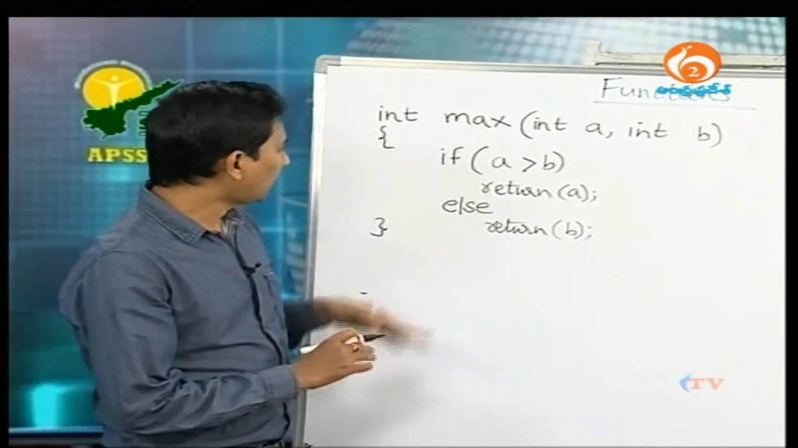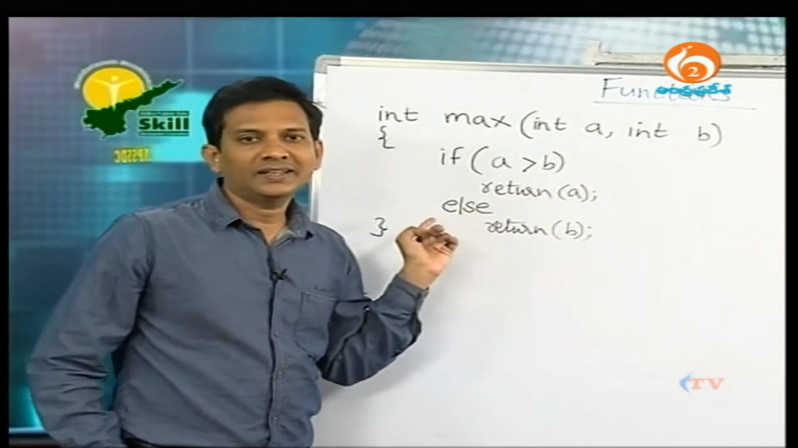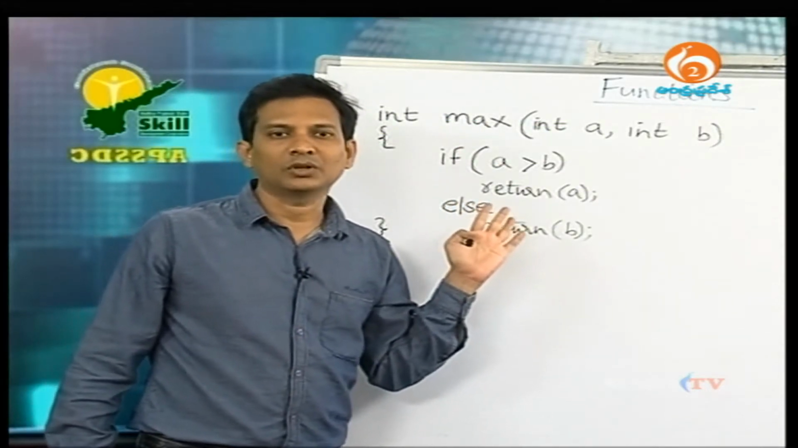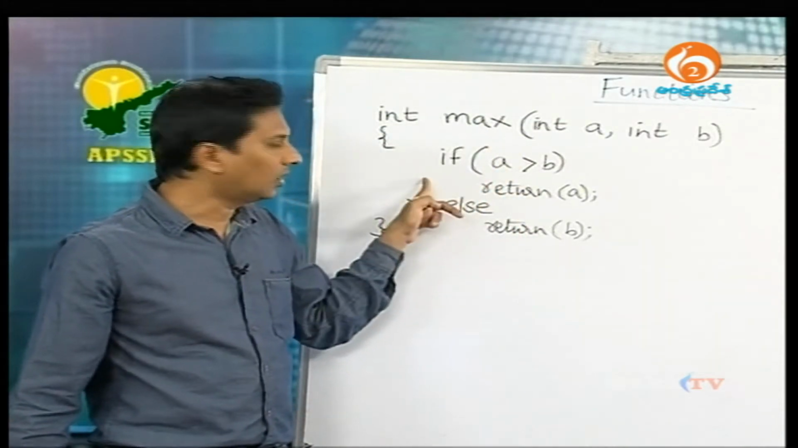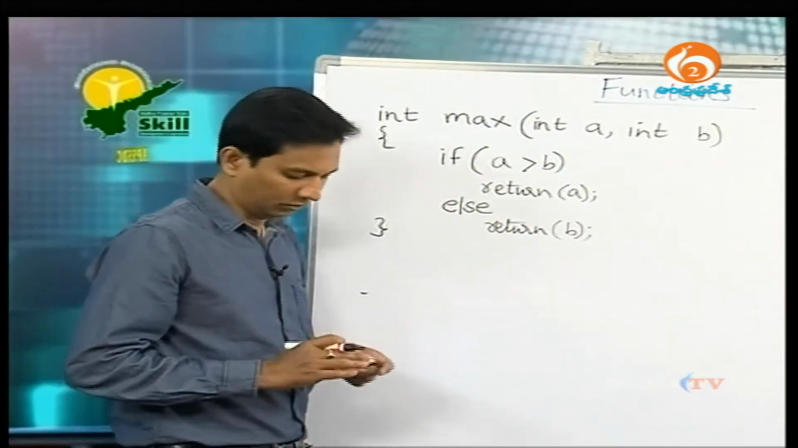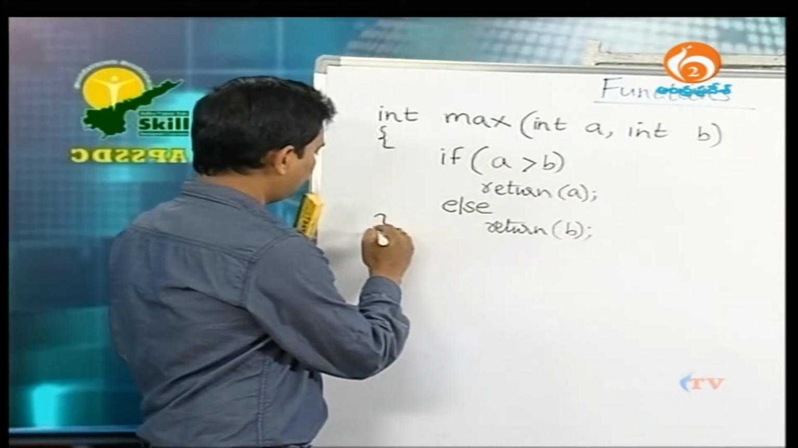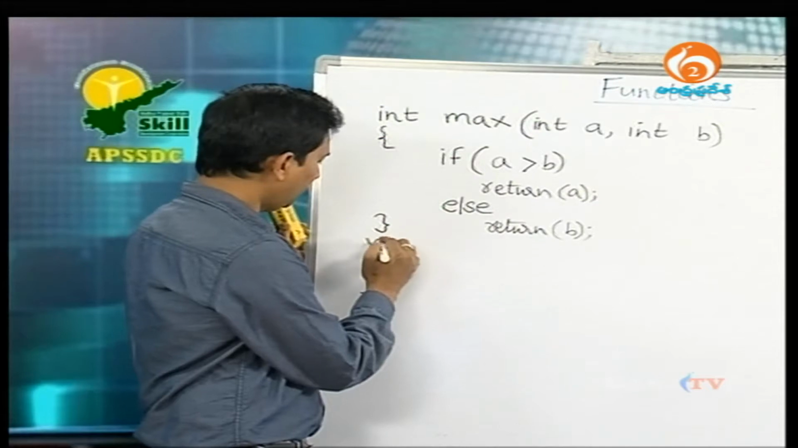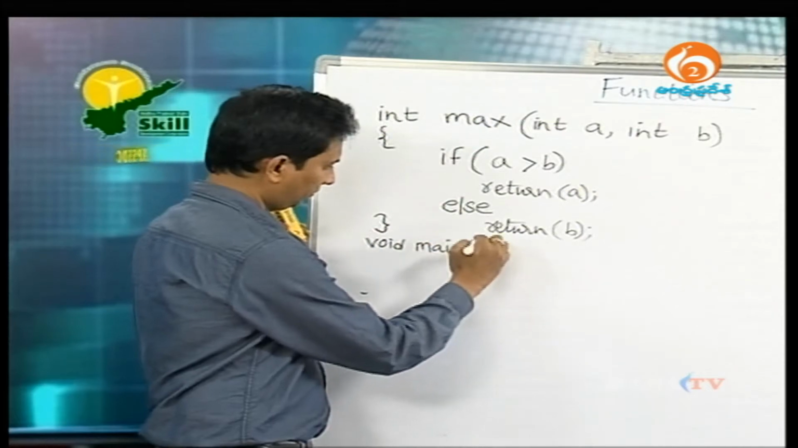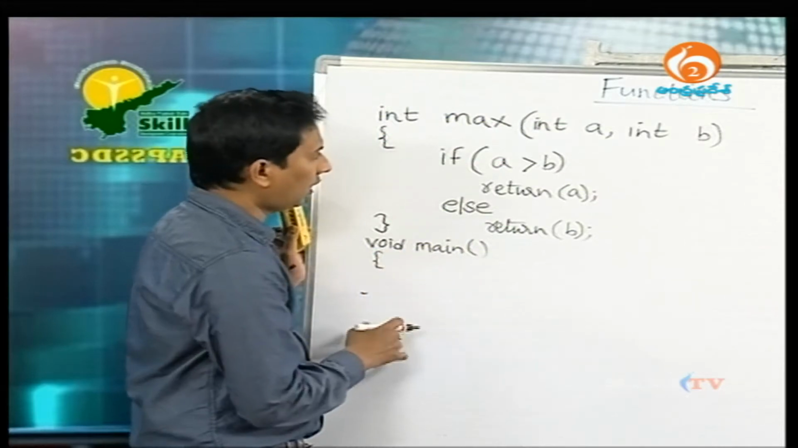Now I am going to write the calling function. Where do you call it? I cannot execute this one because there is no main function here. Execution starts from the main function only, and to execute this, it should have one calling function. So, I am going to write the calling function now. That is void main, largest of three numbers.